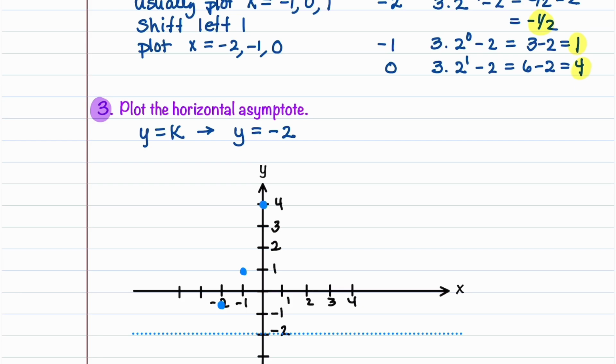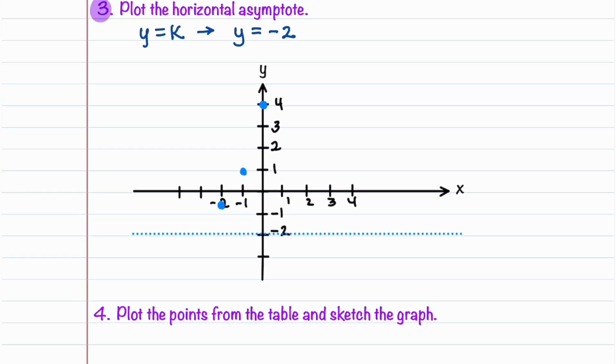Now let's go ahead and look at our fourth step. Our fourth step says to just plot the points from the table and sketch the graph. So you can see I kind of went out of order. I already plotted the points, but now we can go ahead and sketch the graph. We're going to start down here, and we're going to go up. And our graph looks like that. And that's it. Let's now graph another example that's going to be different than this one.